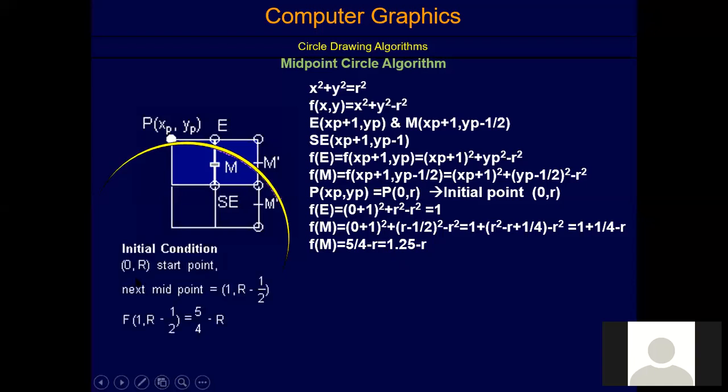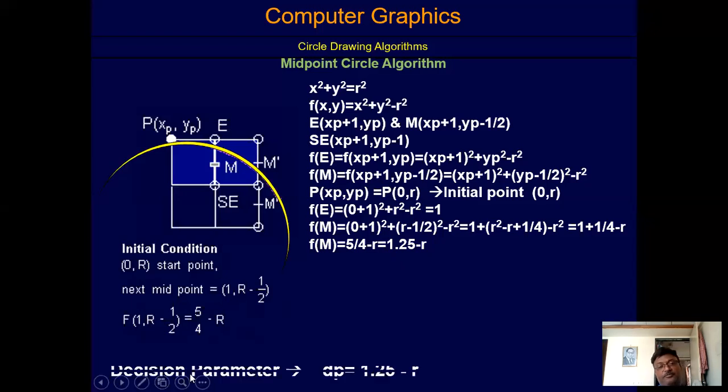So this condition: 0, r is the starting point. Next midpoint is 1, r minus 1 by 2. So suppose I am putting 1 comma r minus 1 by 2 in the function. So what does my value become? 5 by 4 minus r. Now the decision parameter we have got is 1.25 minus r. So this is my first decision parameter. Now I have to compare this with 0.